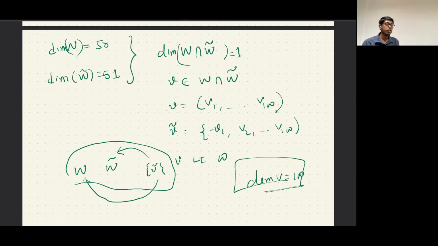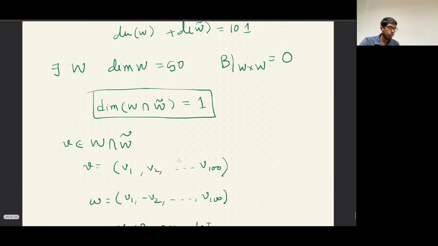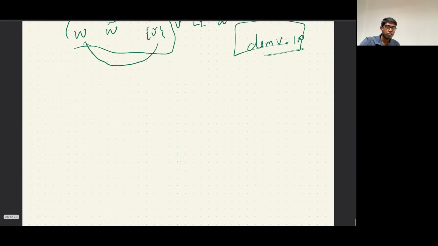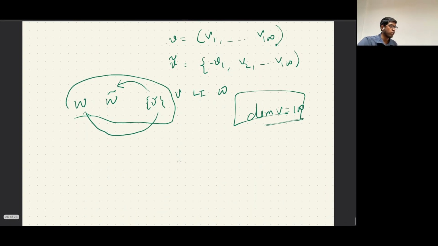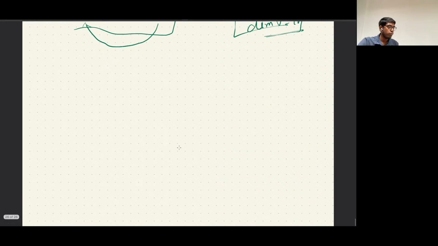Okay, is it clear to everyone that you cannot find a 51 dimensional subspace? Please let me know if it is fine. Okay, I guess it is fine for everyone. And this was the last problem. So if you have any doubt, we can proceed or we can end the session. Just let me know if you have any doubt.